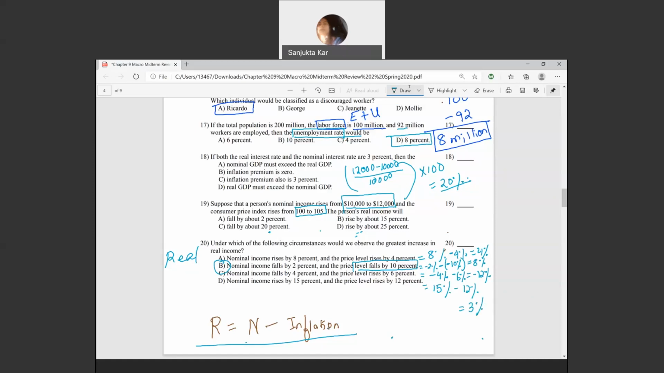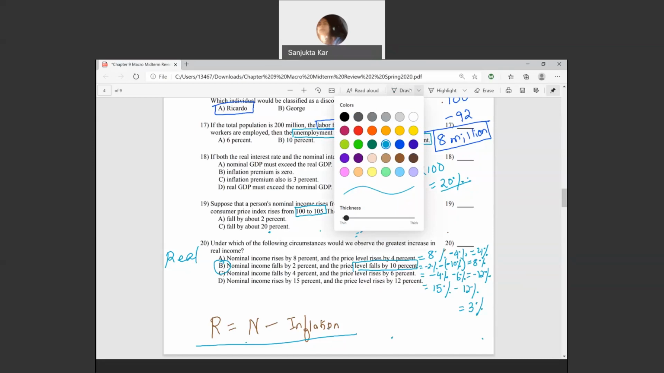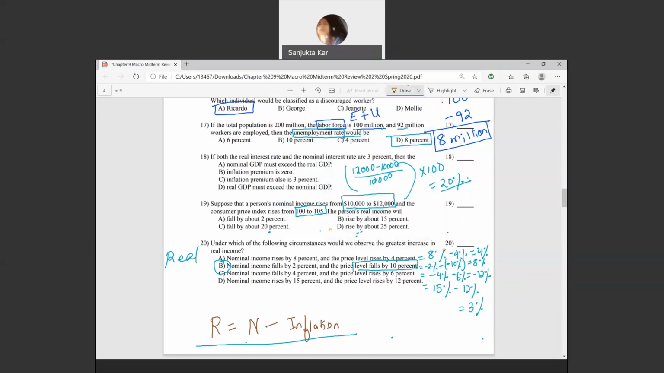So out of these four cases, I see for number B the real income rises by 8%, and this is the highest. And this is going to be the answer to question number 20. Okay.